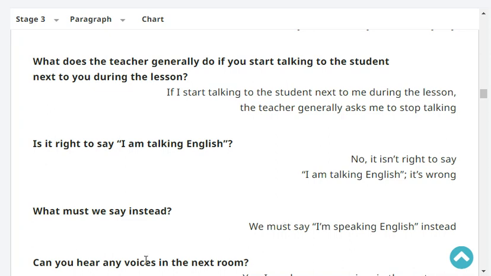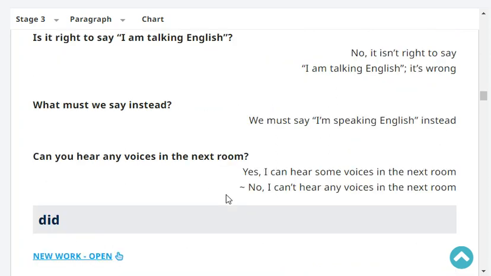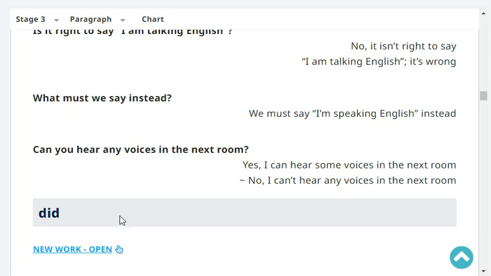Is it right to say "I am talking English"? No, it isn't right to say "I am talking English." It's wrong. What must we say instead? We must say "I'm speaking English" instead. Very good.